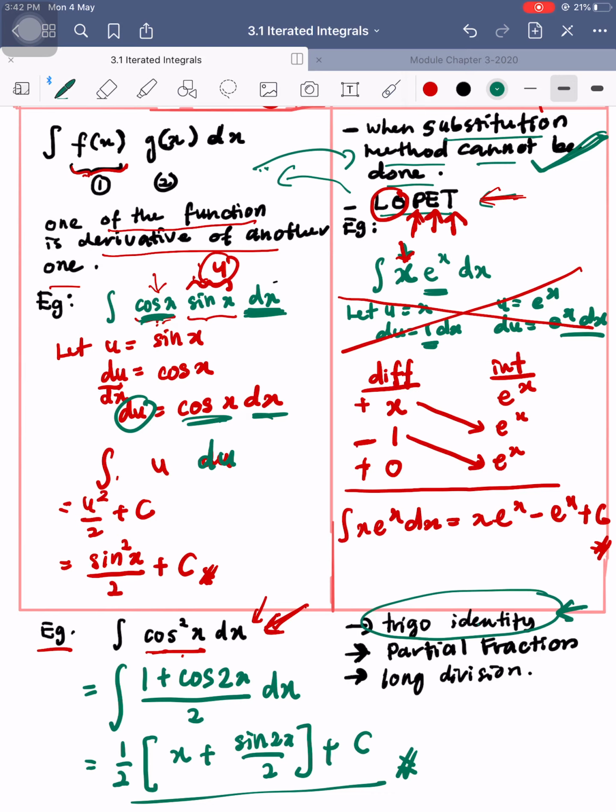If some functions do not involve trigonometry, it might involve partial fractions or long division. Please see your BMMU 1023 book to recall, or you can just Google how to integrate if you get stuck on the tutorial.